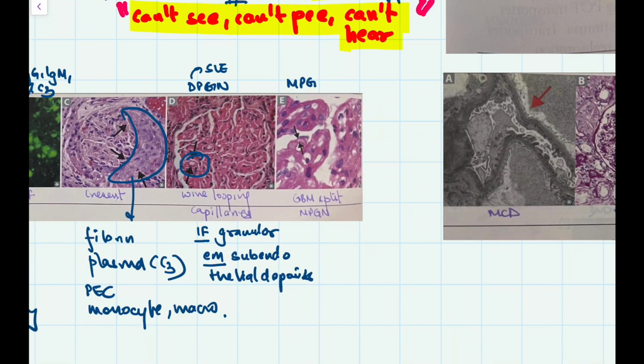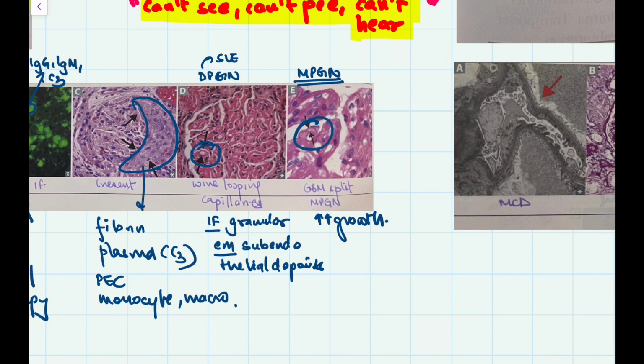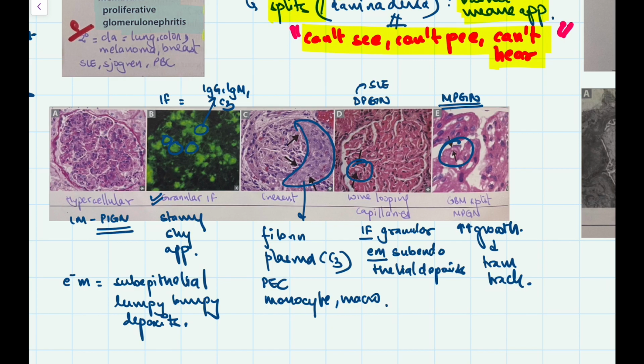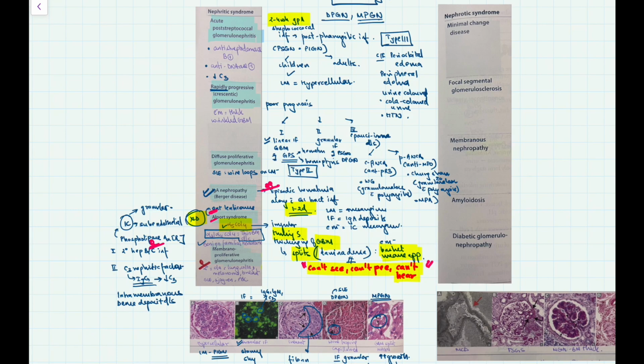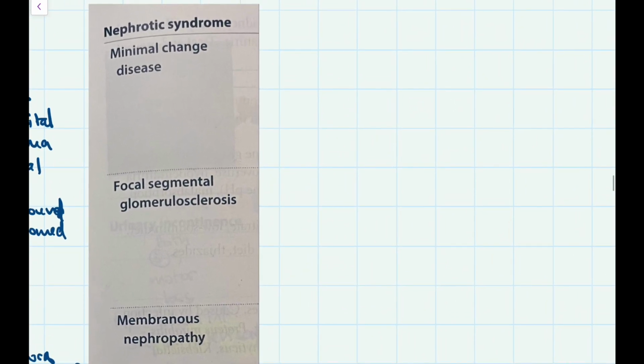In MPGN, there is increased growth of the mesangium due to the deposits, and it leads to the splitting of the basement membrane. Right here, if you can appreciate, the basement membrane is split, and due to the splitting, it gives the appearance of a tram track. Hence, it is known as a tram track appearance. Right? So, these are all the disorders that lead to nephritic syndrome. Now, we will look at nephrotic syndrome.